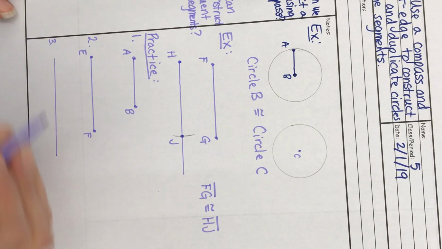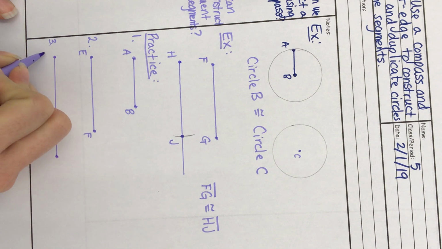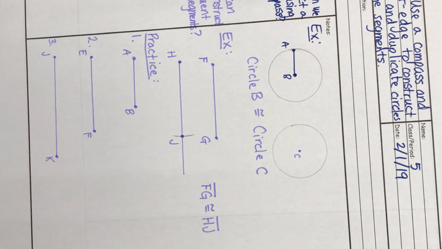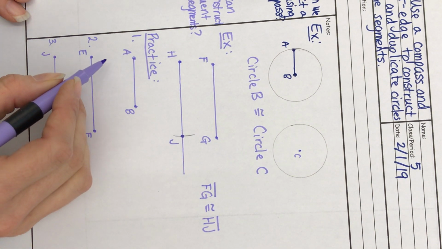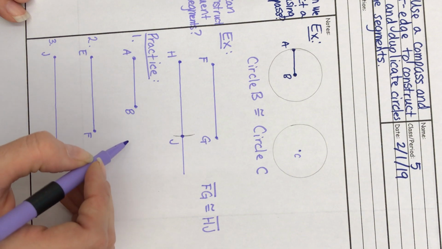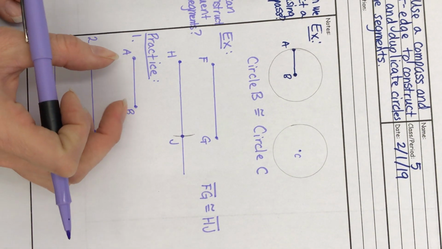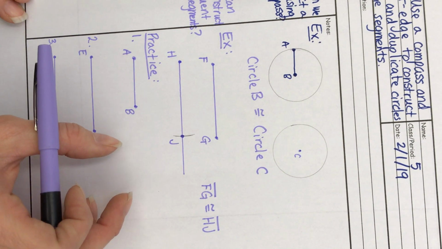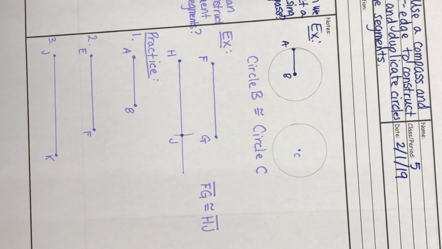This is JK. We'll call this JK. Okay, just a reminder, you're going to start with a starter line. So you can put it underneath or next to. Just start with a line that you know is longer than the line segment. Measure that line segment with your compass. Come over to your new line and mark it. And then put your endpoints on and write a congruent statement.